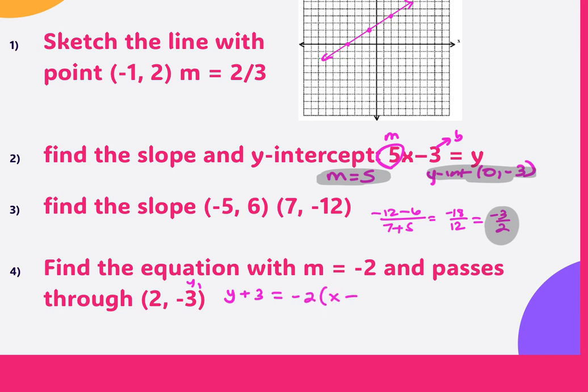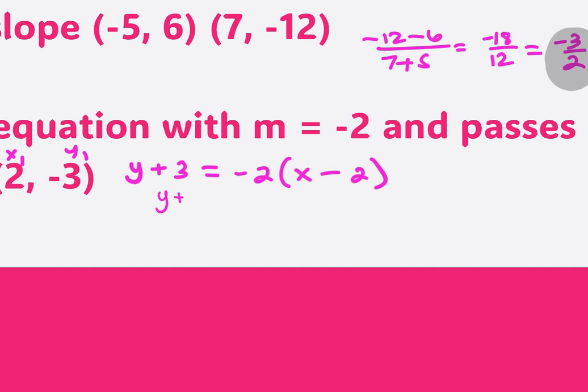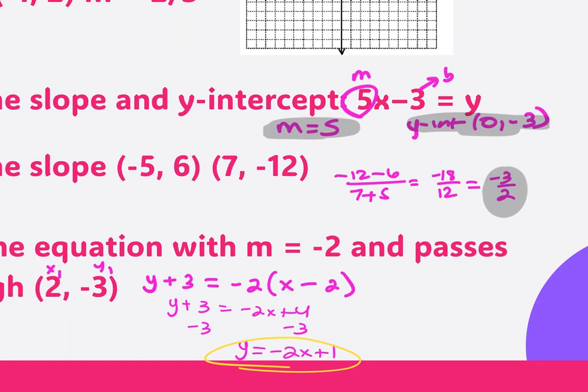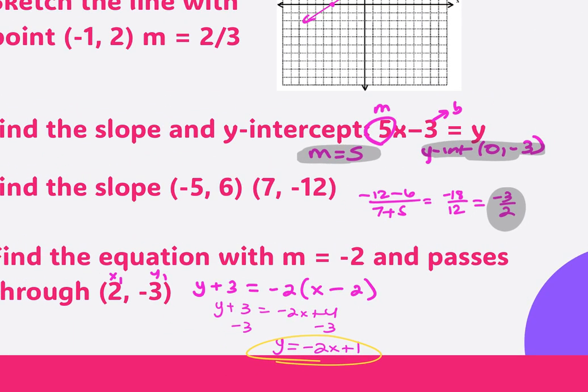The x minus the x1 is 2. I'd distribute the -2. I'd subtract the 3. And I get y equals -2x plus 1. Questions on any of those 4?